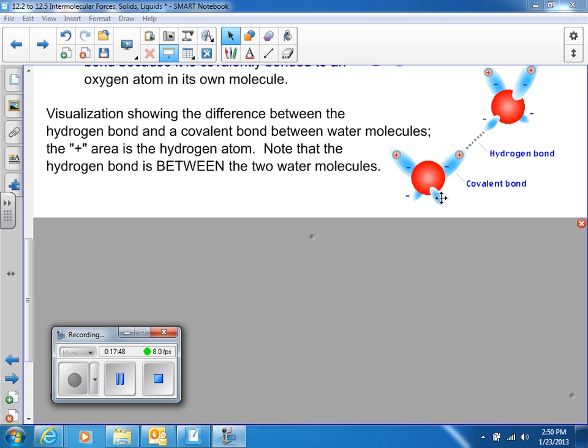There's a lone pair right here, so we see the negative. That's the lone pair on the oxygen. There's another lone pair on the oxygen. Here's the covalent bond to the H atom, and another covalent bond to an H atom. So here's a covalent bond.